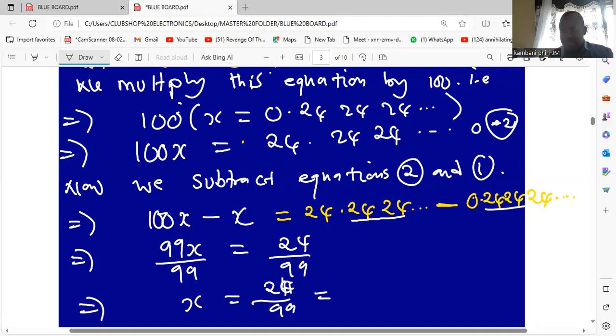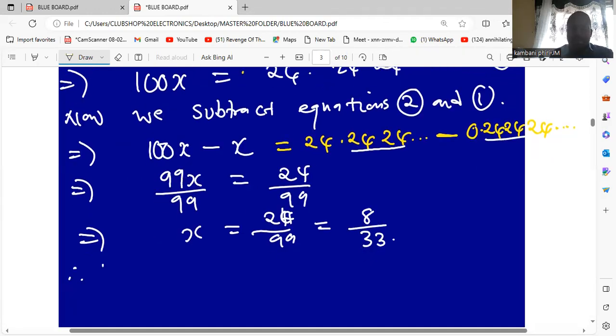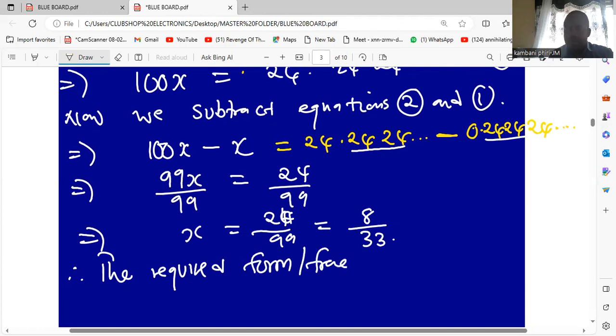But now we must give a simplified fraction. So we can use 3. 3 into 24 is 8, and 3 into 99 is 33. So therefore, the required form or fraction is 8 divided by 33. All right, this is what we have done so far. So follow the skill that we are applying here.